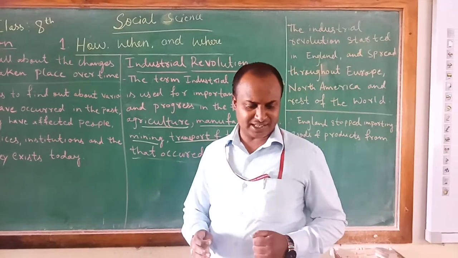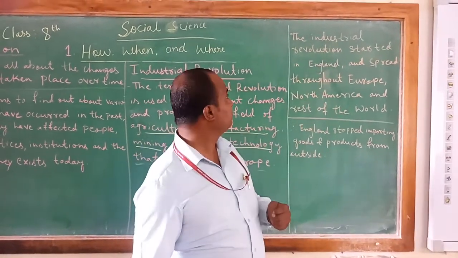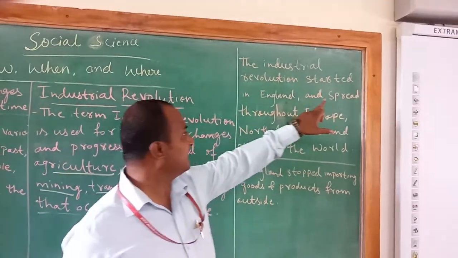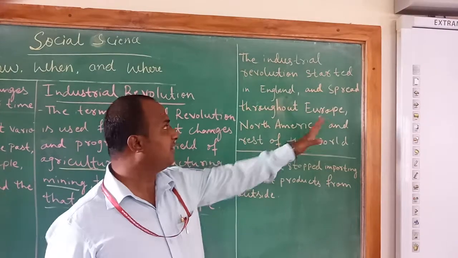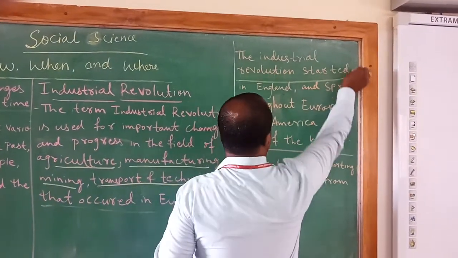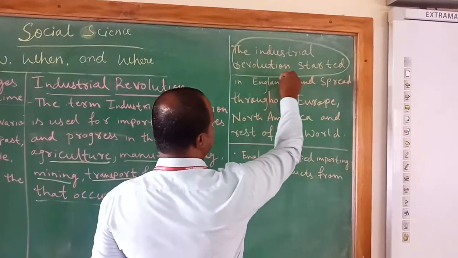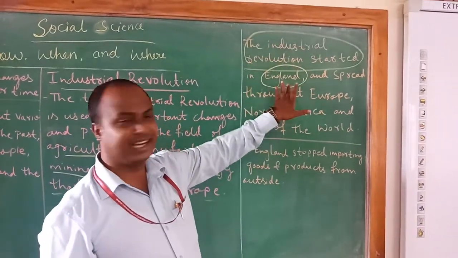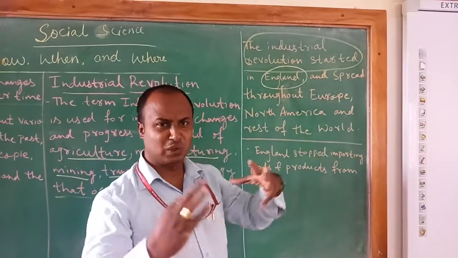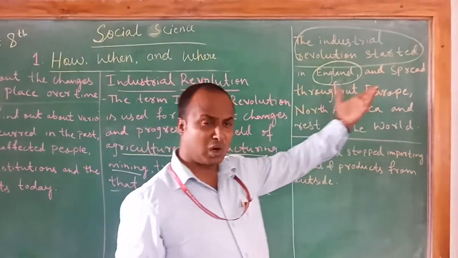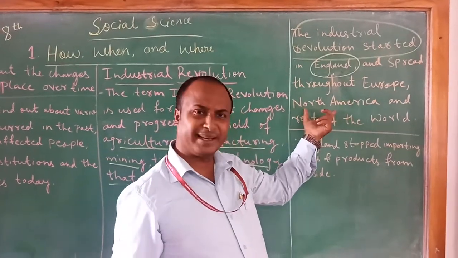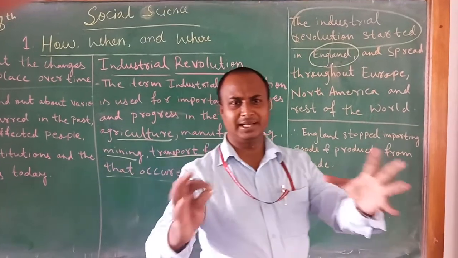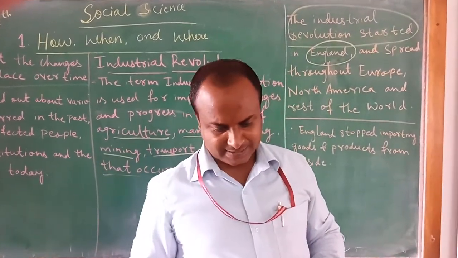The industrial revolution started in England and spread throughout Europe. Where did it first start? It first started in England, and then later on slowly it went on spreading throughout Europe, North America and the rest of the world.